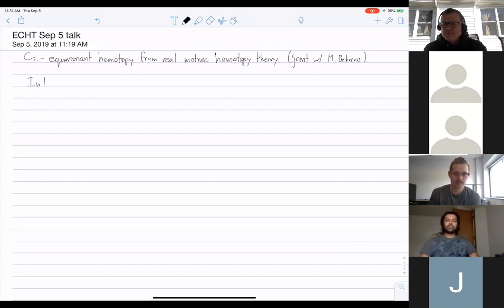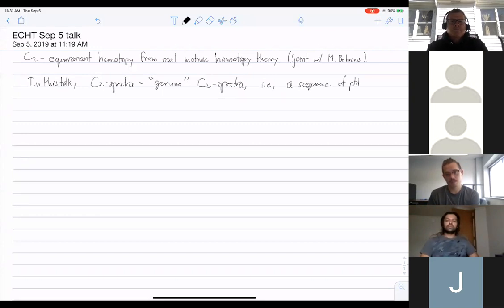So in this talk, by C2 spectra, I'll mean what people usually call genuine C2 spectra, i.e., I have a sequence of pointed C2 spaces, X0, X1, X2, and so on and so forth, such that Xn is the rho-fold loop space on Xn+1, where rho is the C2 regular representation.